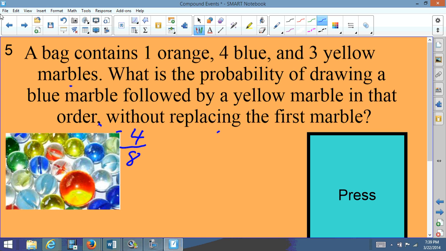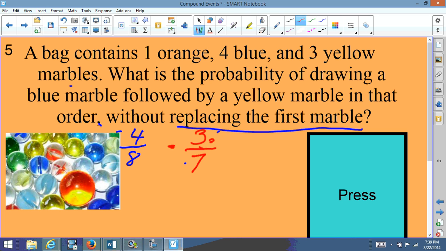Now, it said something about without replacing the first marble. So if you're going to take out a blue marble, then that means that's going to leave you with one less marble in the bag. And it's going to be 7 marbles left in the bag because you took out one of the blue ones. Now, we're looking for yellow marbles now. Well, how many yellow marbles are there? 3.